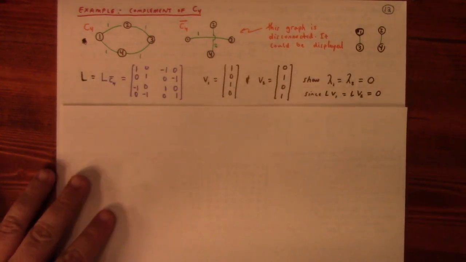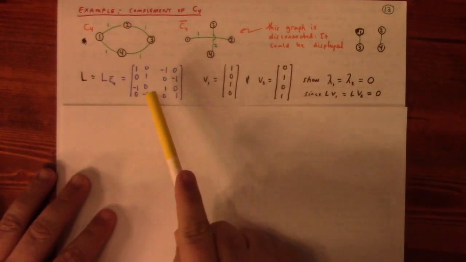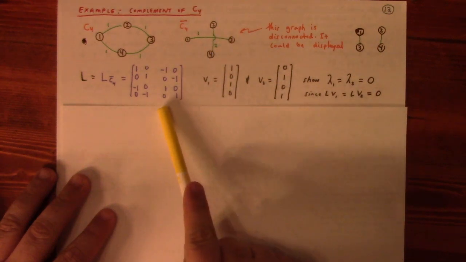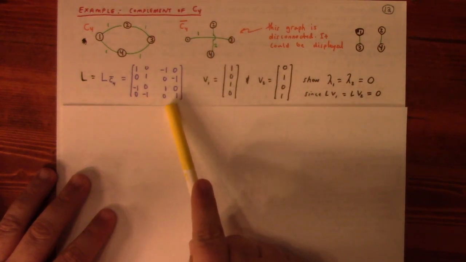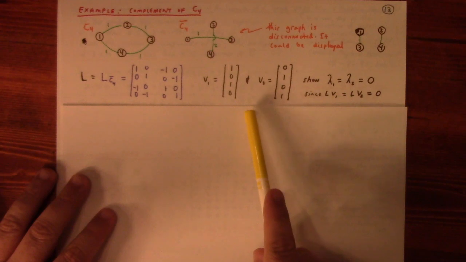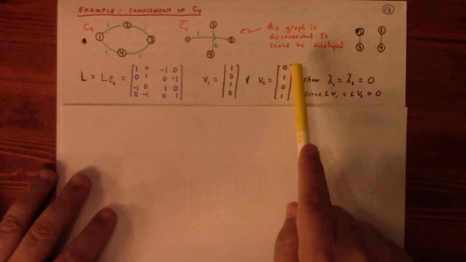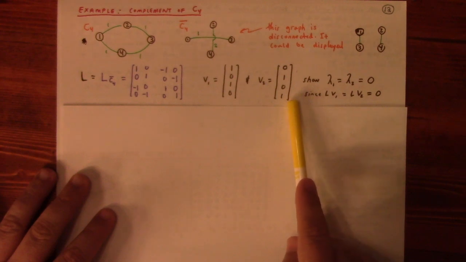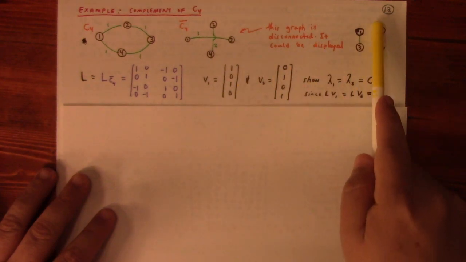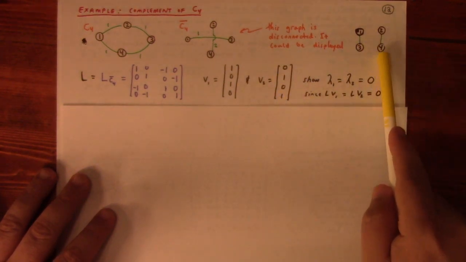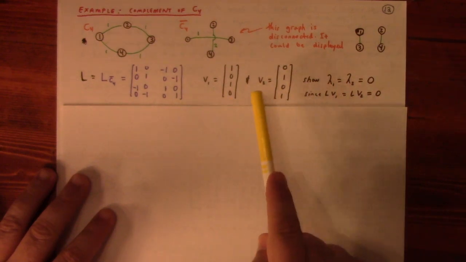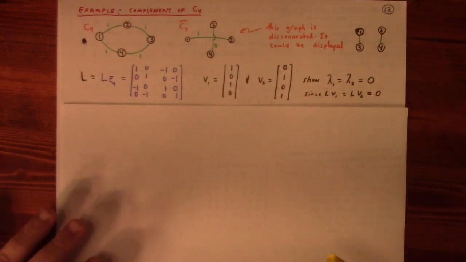And this gives us this graph Laplacian for the complement, which has lots of zeros. And anyway, it's easy to see that (1, 0, 1, 0) and (0, 1, 0, 1), so this is corresponding to 1, 3 and this is corresponding to 2, 4, are eigenvectors with eigenvalue 0.